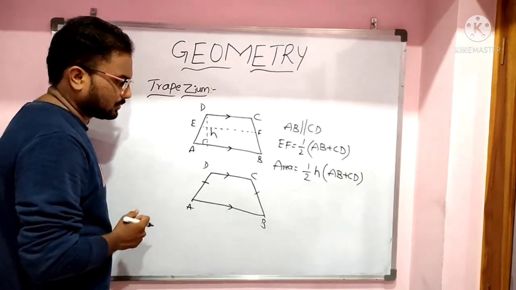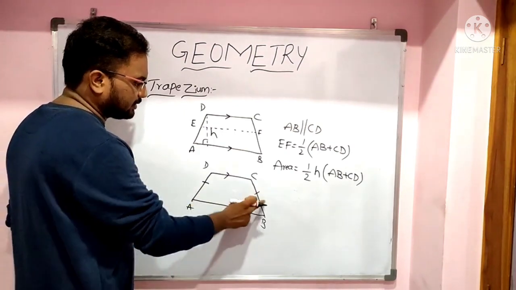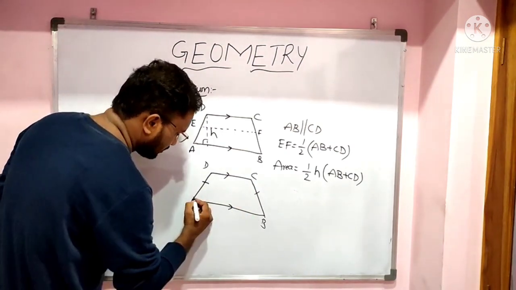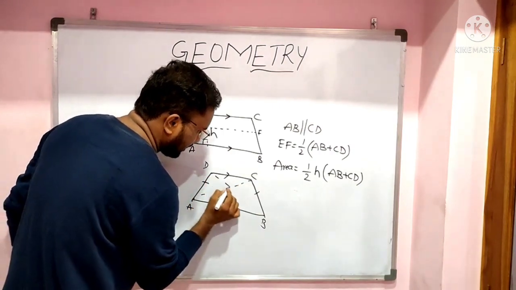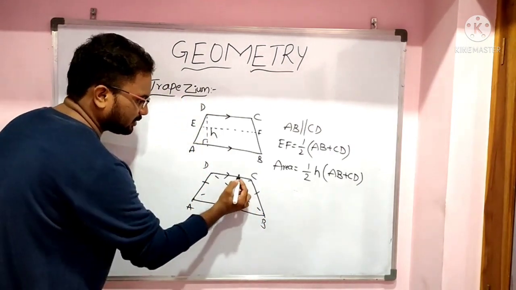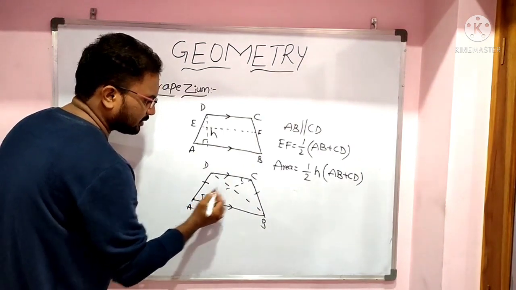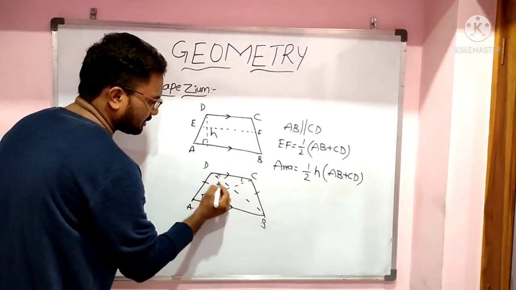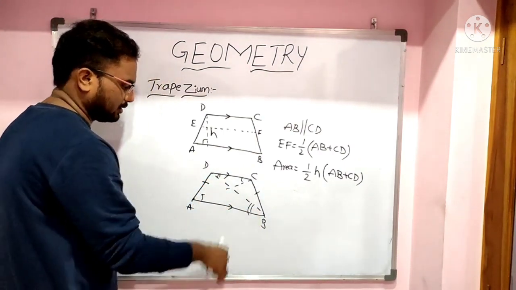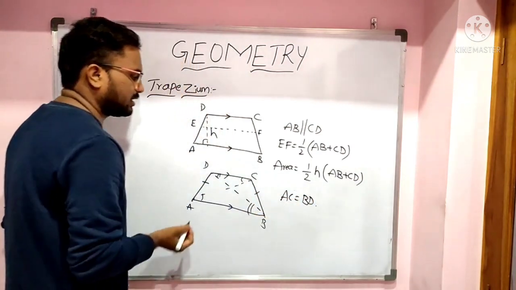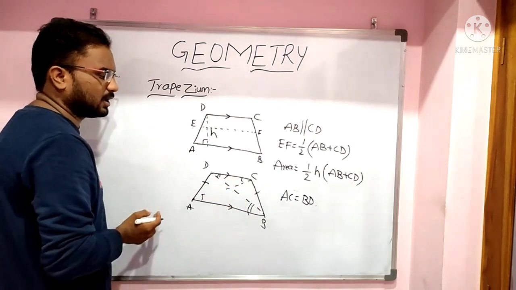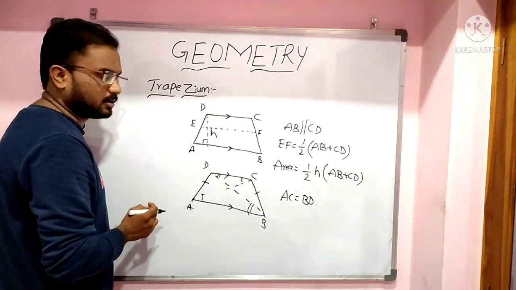So here both these sides are equal. If the non-parallel sides are equal, then the diagonals will also be equal, because this is the transversal, and this angle and this angle both are equal. Hence here AC equal to BD. In a trapezium, if the non-parallel sides are equal, then the diagonals are also equal.